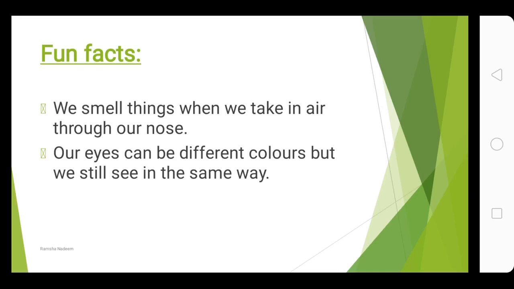Next, our eyes can be different colors, but we still see in the same way. For instance, people have blue eyes, gray eyes, brown eyes, black eyes. So they're different people with different eye colors, but we do not see things in a variety of colors. For instance, if you are wearing green clothes, every person with every eye color will see your cloth in green color. It's not like gray eyed people will see the dress in gray color. So the colors of the objects don't change, it's only the color of the eye that changes.